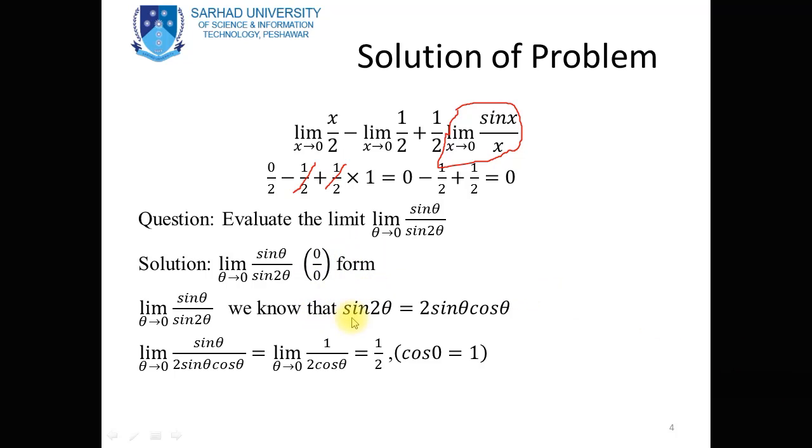So without using the theorem, by putting sine 2 theta is equal to 2 sine theta cos theta, we can define this undefined limit like you see over here. Sine theta is as it is, and sine 2 theta is equal to 2 sine theta cos theta. So sine theta cancels, we obtain limit theta tends to 0, 1 over 2 cos theta. Now putting theta is equal to 0 in this term, we obtain cos 0 is equal to 1. So 1 multiplied by 2, we obtain 2, and the result is equal to 1 over 2.